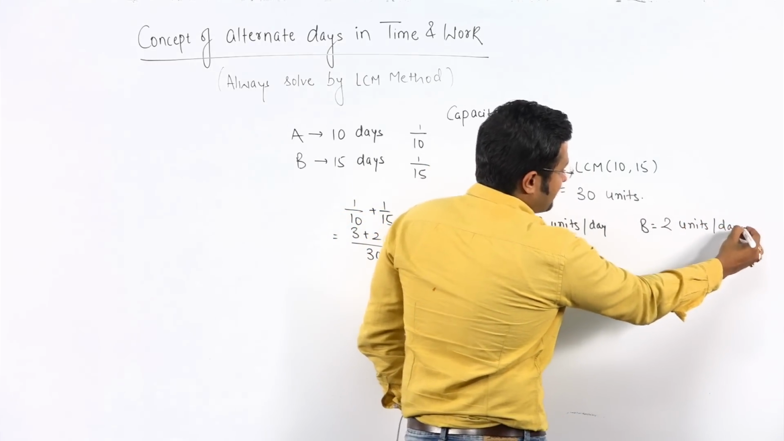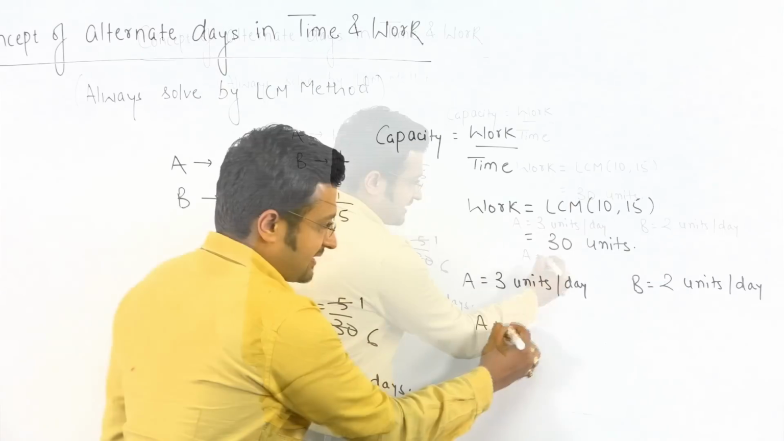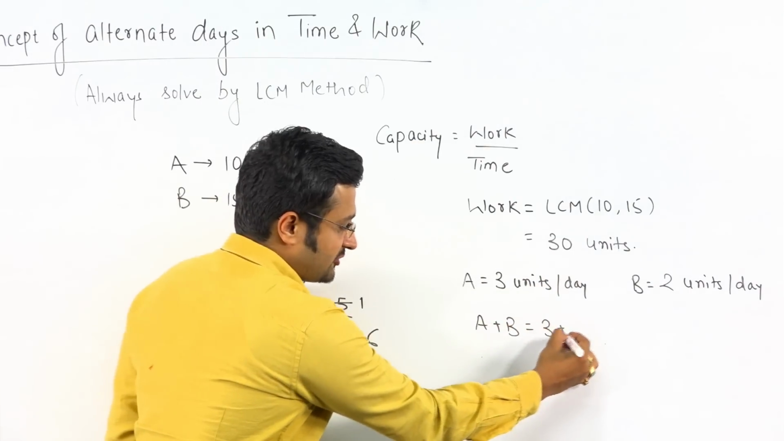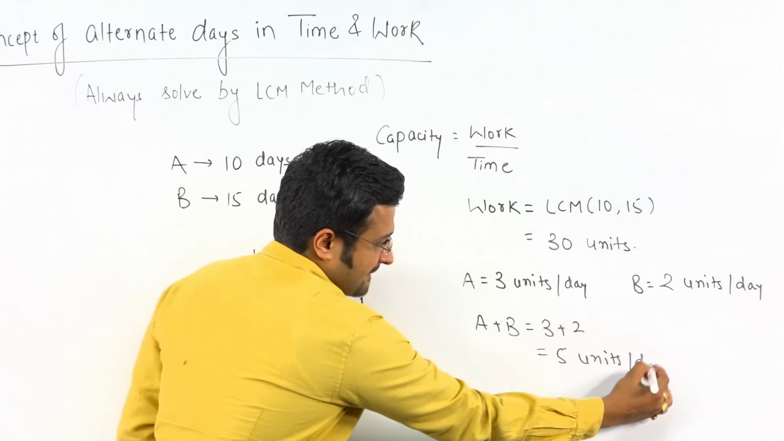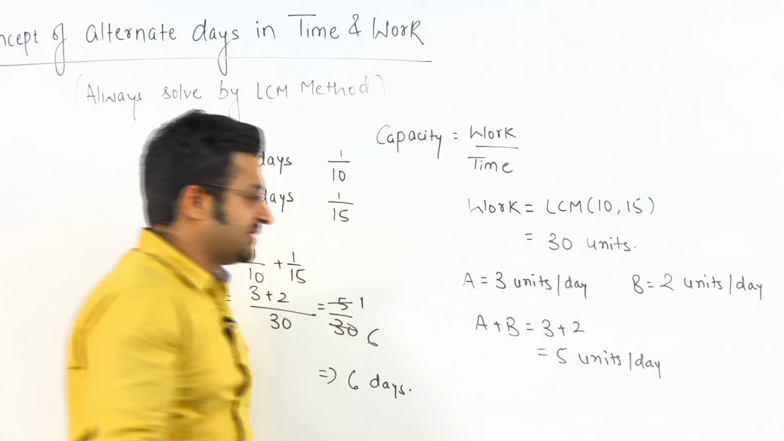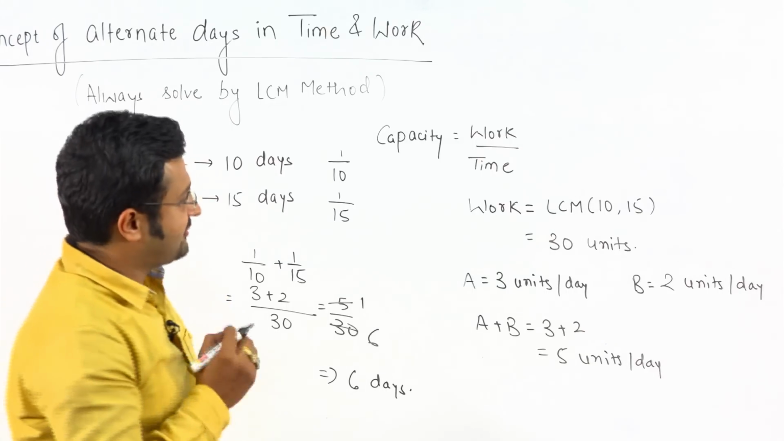Okay, now if they work together, that means in one day they will complete 3 plus 2, we can say 5 units. 5 units per day. अगर दोनों साथ साथ मिलकर काम करें तो एक दिन में A 3 करेगा और B 2 करेगा, तो दोनों मिलकर कितना करेंगे? 5 units.